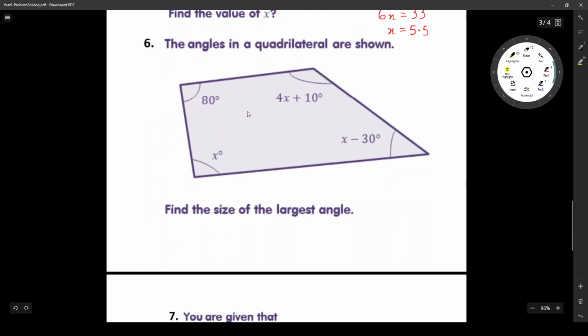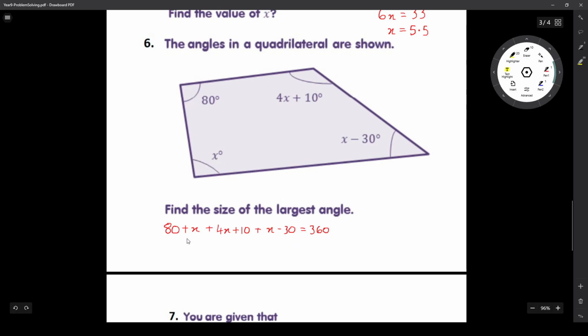Okay, question 6 concerns angles in a quadrilateral. So the angles in any quadrilateral add up to 360 degrees. So if we add together the four that we've got here, we've got 80 plus x plus 4x plus 10 plus x minus 30. And we know that that equals 360.